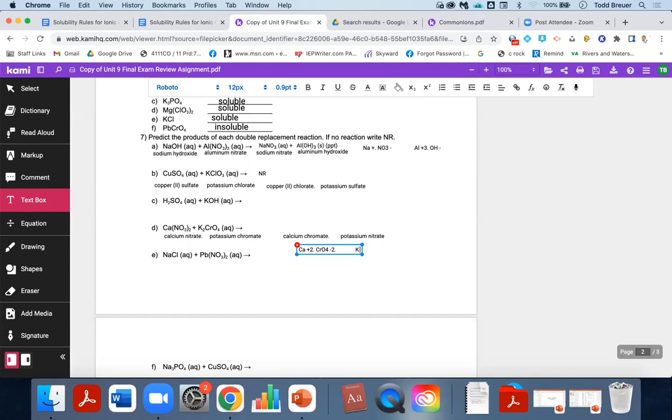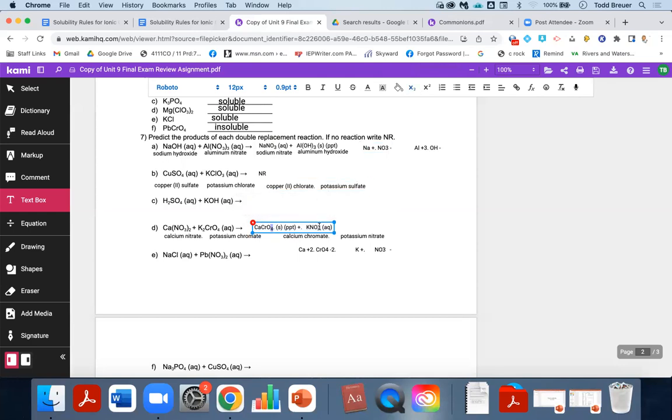Potassium nitrate, K is a +1 charge. NO3 is a -1 charge. So we're going to write the products. We're going to need one calcium ion and one chromate ion. The +2 and the -2 just cancel each other. That guy is insoluble, so we'll give that guy either the S or the PPT symbol. And then the other product, 1 K and 1 NO3, that guy's going to get the AQ symbol. So there we have the products that form as a result of what we call double replacement.